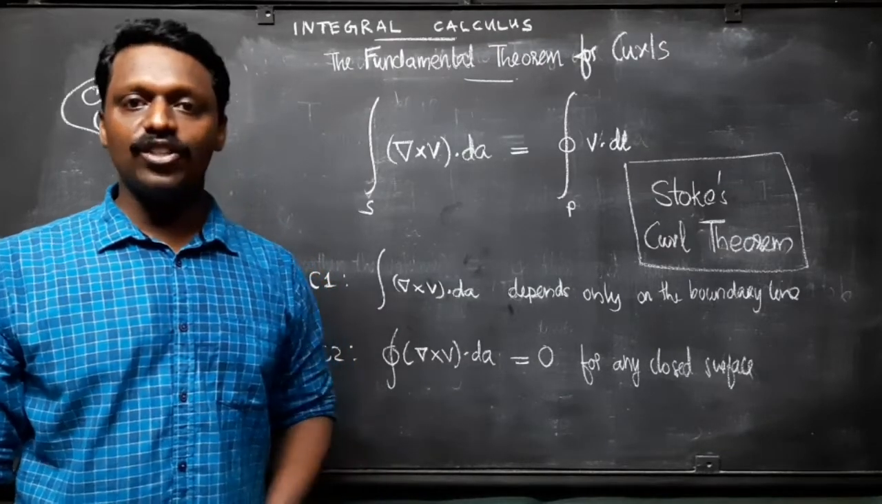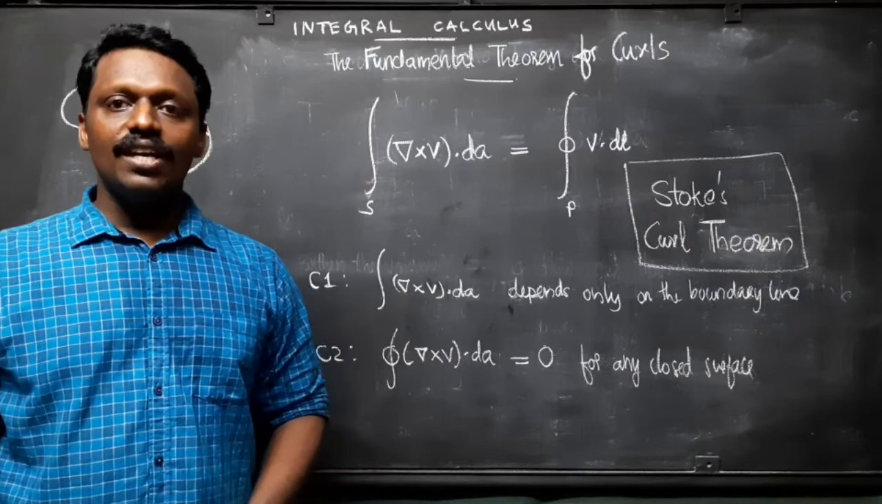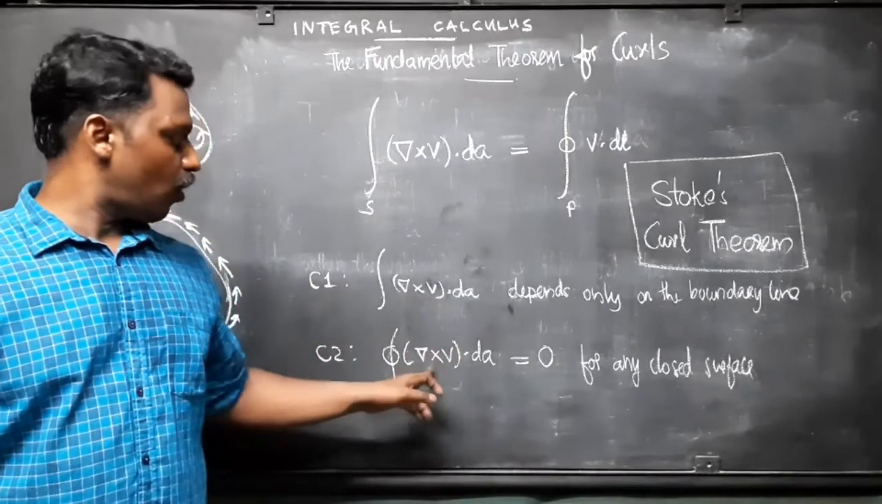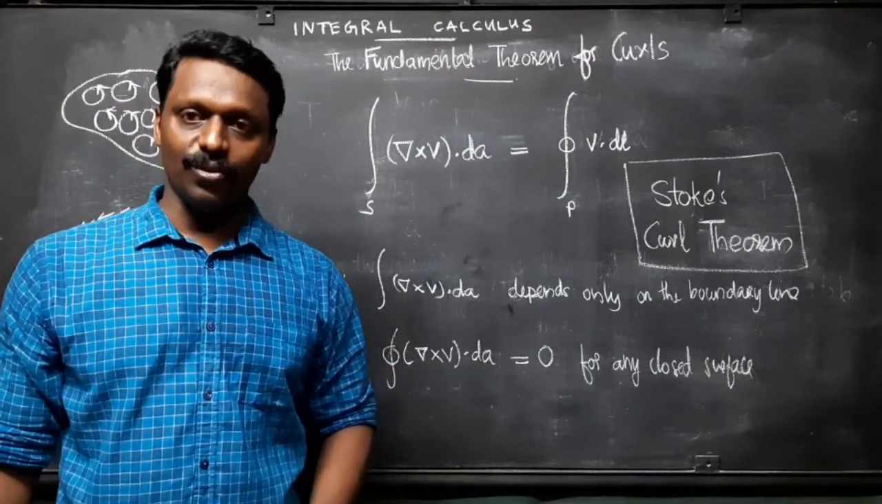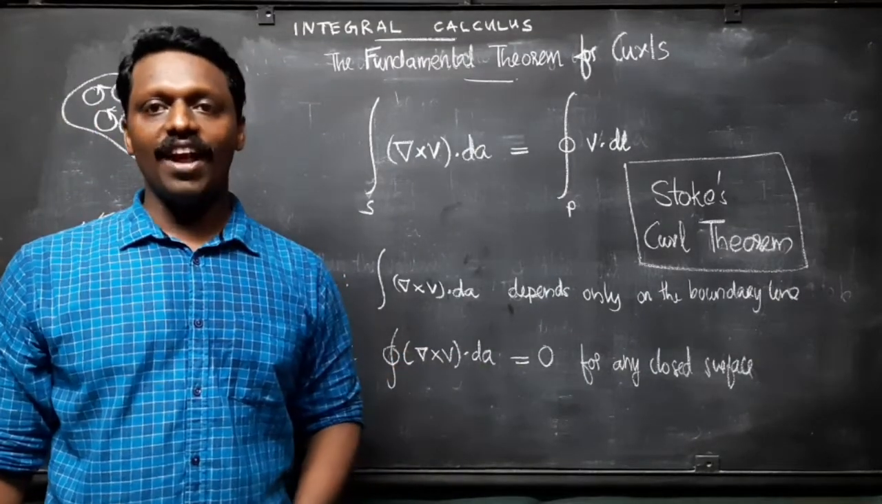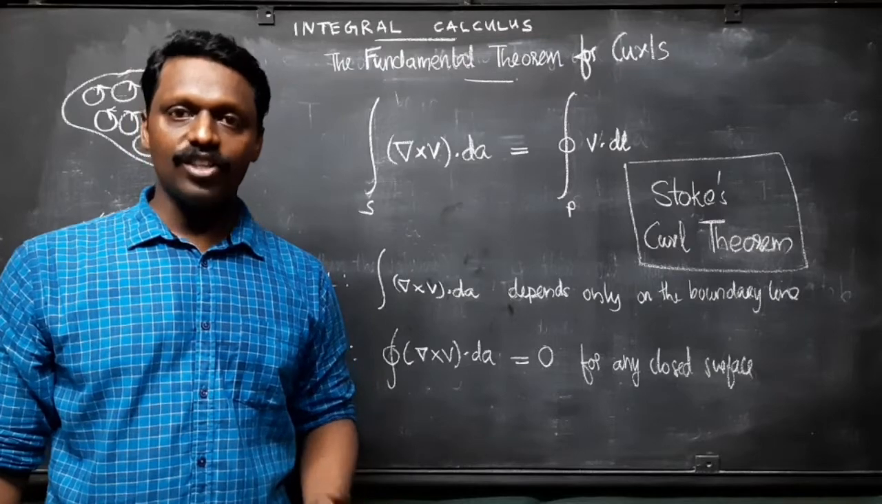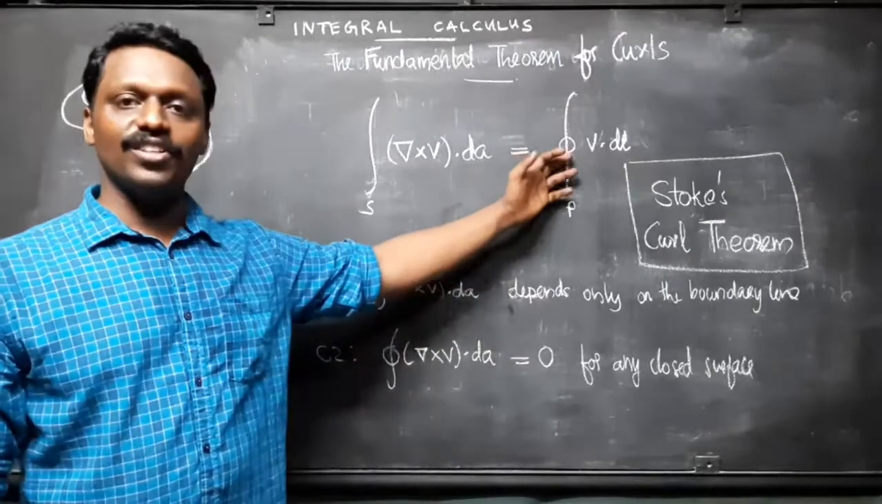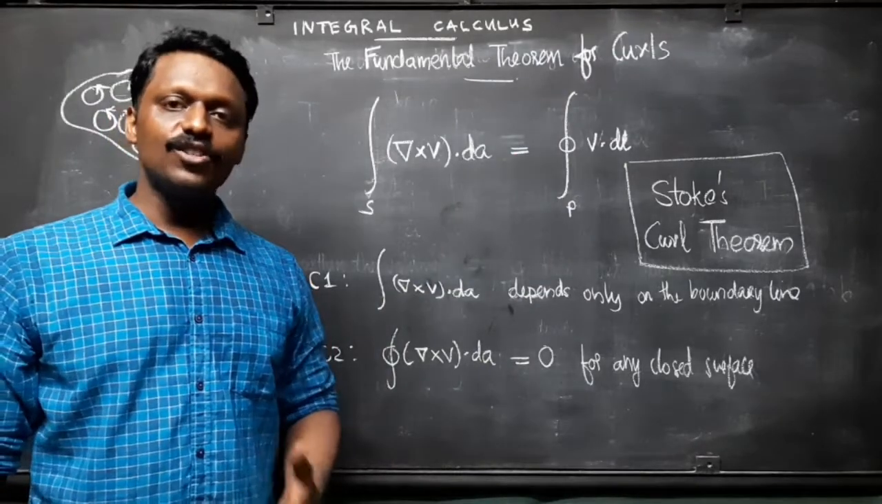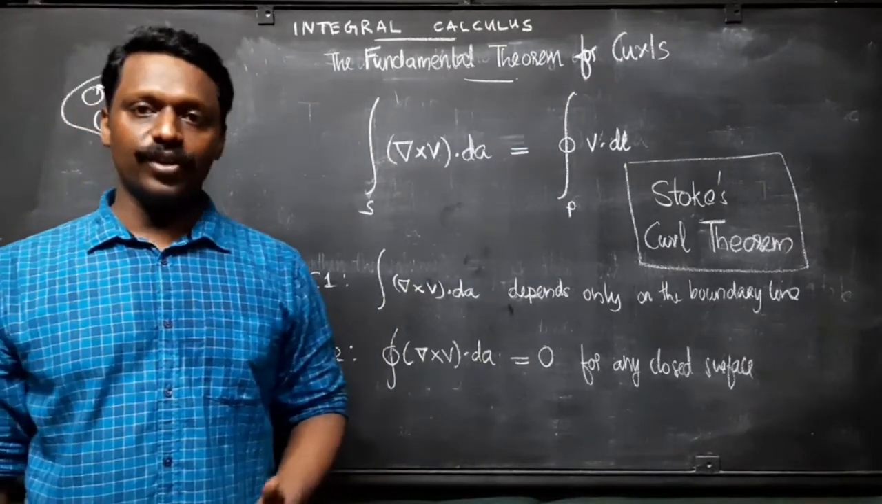And corollary 2: the integral of del cross v dot dA over a closed surface is equal to 0. Since the boundary line, like the mouth of a balloon, shrinks down to a point, and hence the right side of this equation vanishes. These corollaries are analogous to those for the gradient theorem.